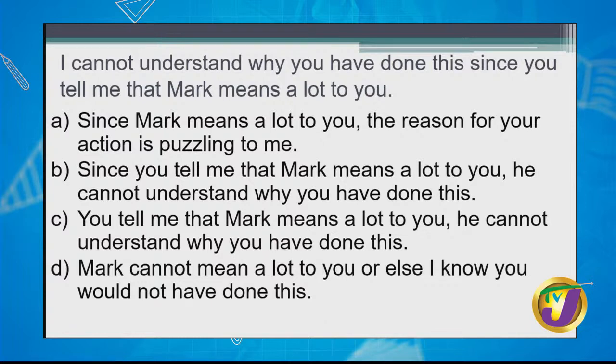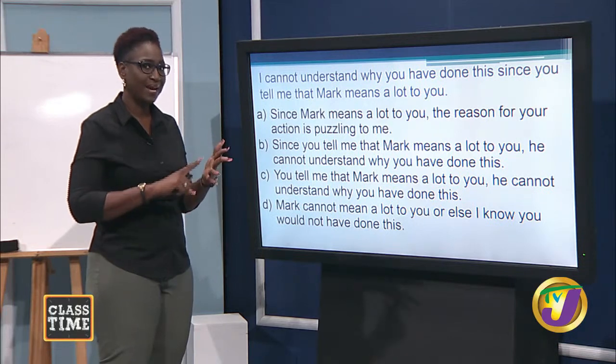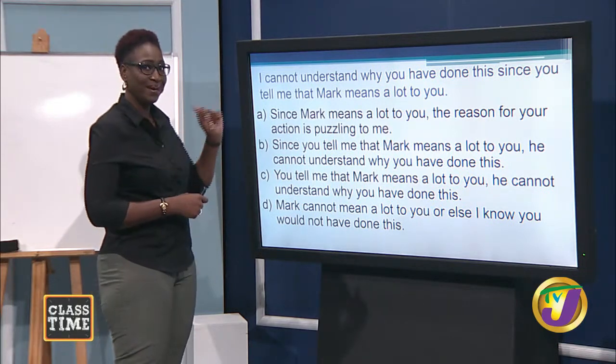Now let's look carefully at our original. I cannot understand why you have done this, since you tell me that Mark means a lot to you. So let's look at option C. Who is the one that doesn't understand in option C, as opposed to the original? The original says, I cannot understand, but option C says, he cannot understand. Same goes for option B. Option B also says, he cannot understand. So right there we can cancel out B and C.